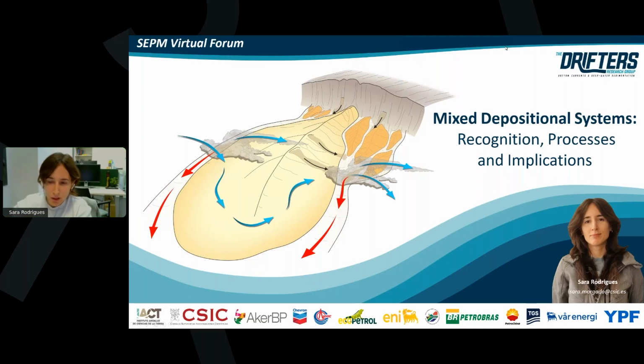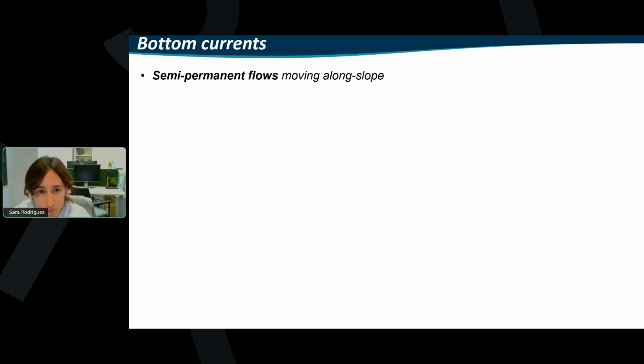Okay. So today we have seen many processes related to bottom currents and the water masses that drive them. And right now I will show you a little bit what happens when those currents interact with a different type of currents that have been mentioned here today as well, which is gravity-driven currents, so gravitational flows.